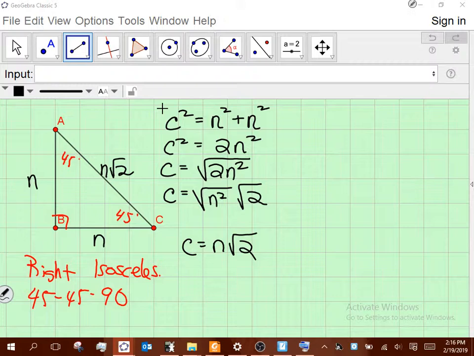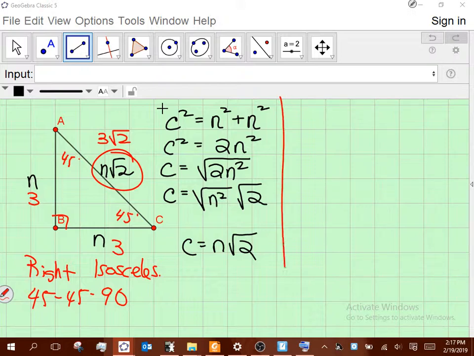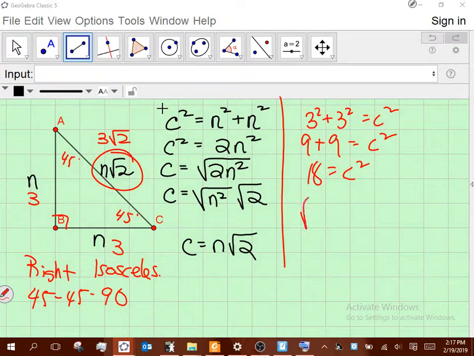So what's nice about that, what if this side here was 3, that side was 3, what is this side here? What's my hypotenuse going to be? 3 times square root of 2. Now, yesterday in your homework, there was a question that gave you 3, 3, and asked you to find c, but it's asking you to do it this way. 3 squared plus 3 squared is equal to c squared. 9 plus 9 is equal to c squared. 18 is equal to c squared. Square root of 18 is equal to c. And then I think, well, that's 3 radical 2 to get c, right?